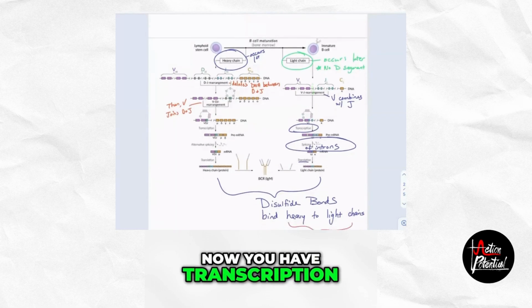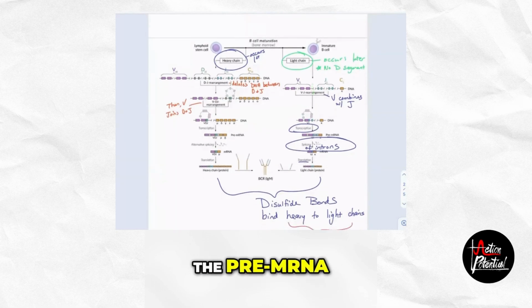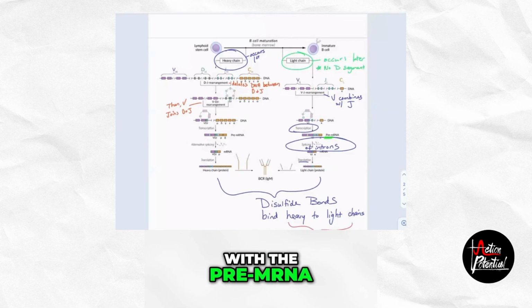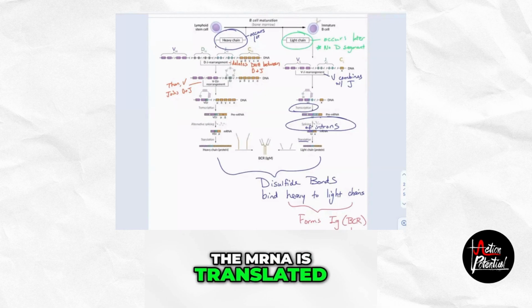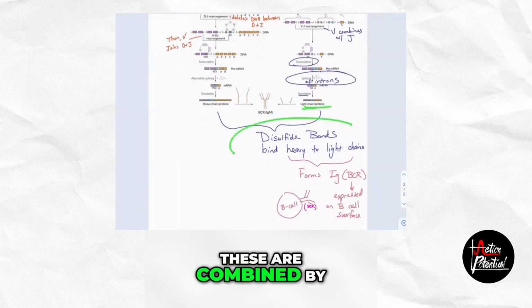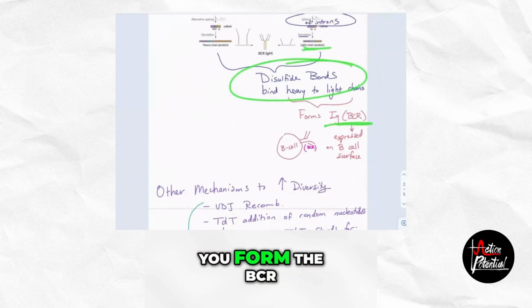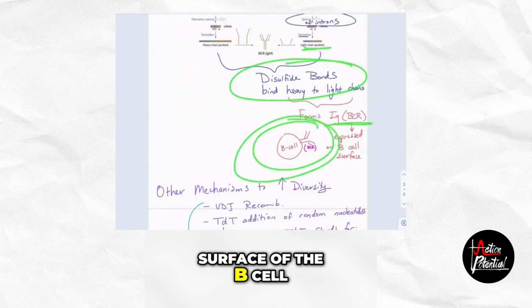Now you have transcription of the DNA into the pre-mRNA. With the pre-mRNA, you then get mRNA by splicing out the introns. The mRNA is translated into the light chain protein. These are combined by disulfide bonds. You form the BCR, which is on the surface of the B cell.